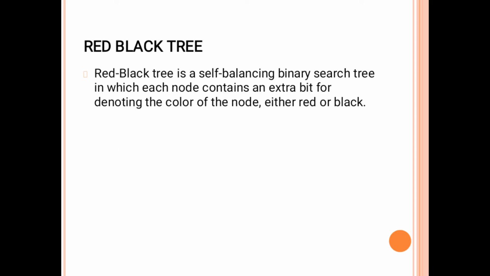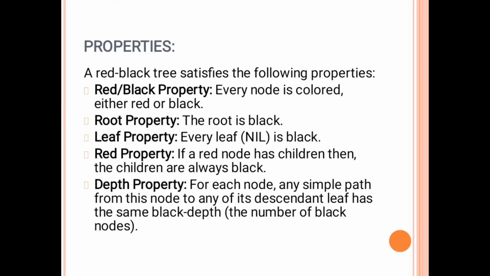Definition of the red black tree. A red black tree is a self-balancing binary search tree in which each node contains an extra bit for denoting the color of the node, either red or black. It is the same as a binary search tree, but we take one extra bit, that is a color, red or black, to maintain the red black tree. That is the definition of the red black tree.